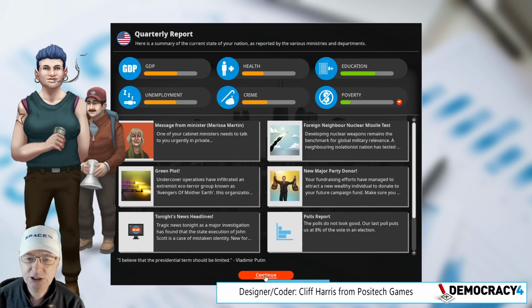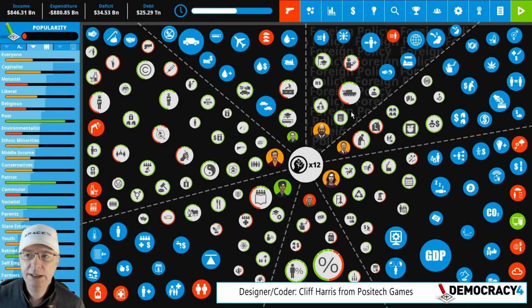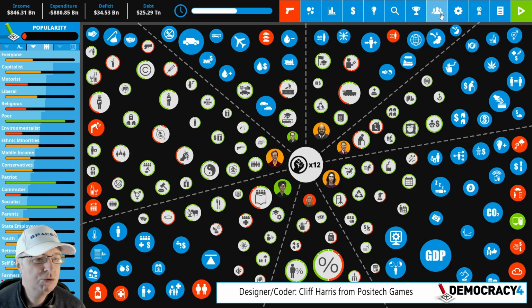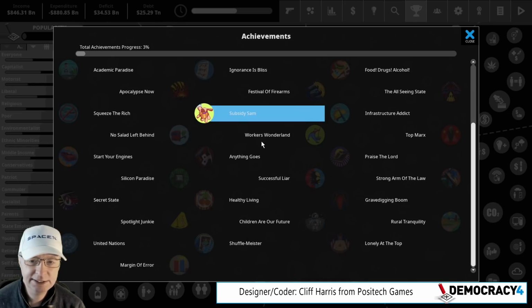There's been a lot of balance change stuff. Recently, in the last few weeks I've gone through loads of the dilemmas, loads of the events, and also the game's achievements to rebalance them. So I had to reset mine, so I've currently only got one here that I've done, Subsidy Sam.